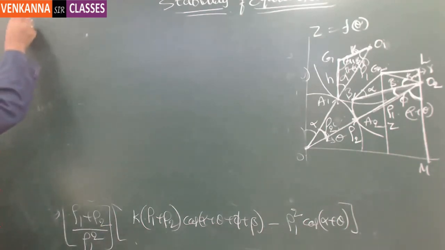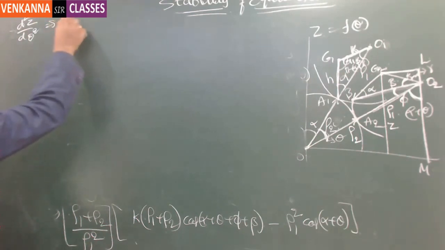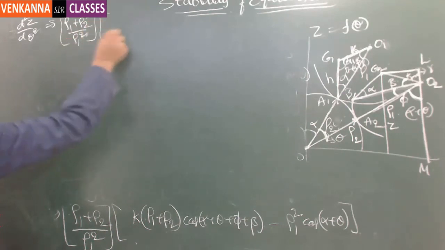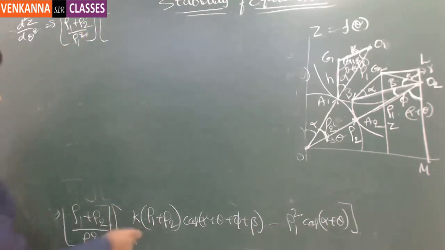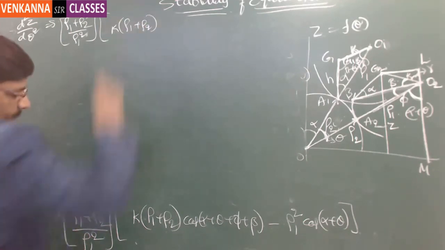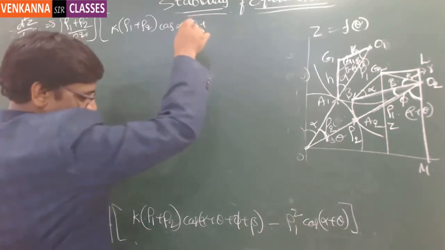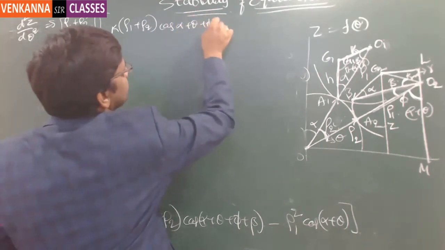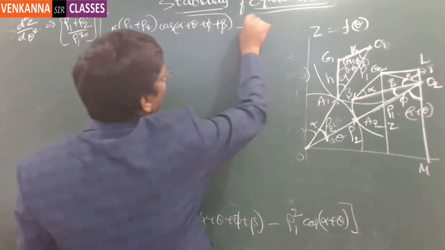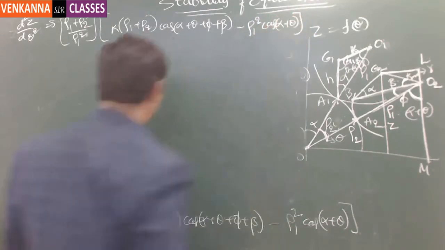d²z by dθ² is equal to (ρ1 + ρ2) by ρ1 squared, multiplied by k times (ρ1 + ρ2) cos(α + θ + φ + β) minus ρ1 squared cos(α + θ). So this is the second derivative.